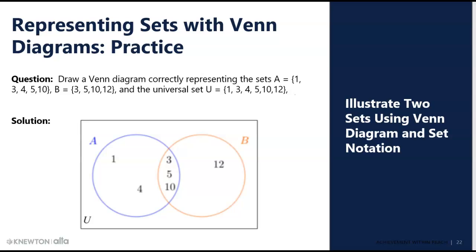So first I identify the intersection. It looks like I have a 3 and a 5, a 3 and a 5. Oh, and I have a 10 also. 3, 5, and 10. So those get written here. 3, 5, and 10. This is the intersection.